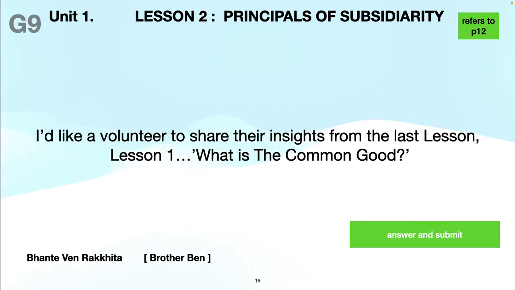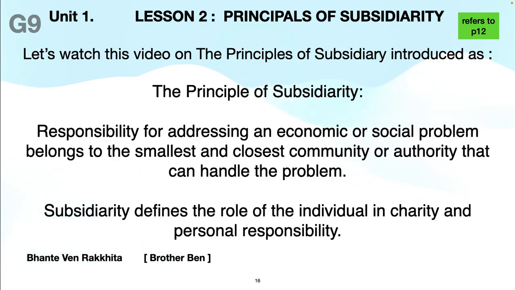Moving on. These are questions you won't find in the book, just teachers' questions. So I'd like a volunteer to share their insights from the last lesson, lesson 1: what is the common good? If you can do that, answer and submit that on PM. Now let's watch this video on the principles of subsidiarity.